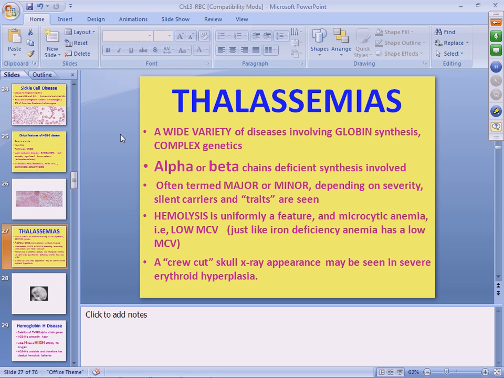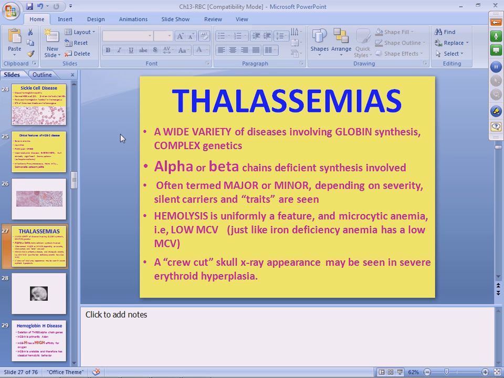So that's why I've taken the liberty over the last few years to summarize the important things and not throw the unbelievably complex stuff at you, because I don't believe in teaching something I don't understand myself, right? So let's talk about the thalassemias. It's a wide variety of hematologic, hemolytic diseases involving globin synthesis. That means we're talking about defective alpha or beta chains, right? The genetics is complex. Let's keep it at that.